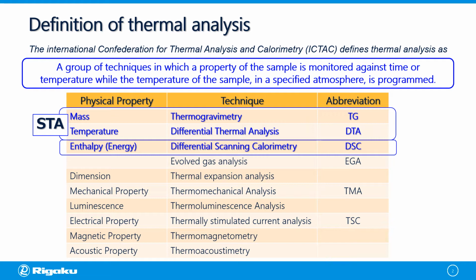For changes in mass and the temperature difference between a sample and a reference material, the simultaneous thermal analysis or STA, composed of thermogravimetry and differential thermal analysis method, is used. For quantifying the energy in a reaction, the differential scanning calorimetry or DSC method is utilized.